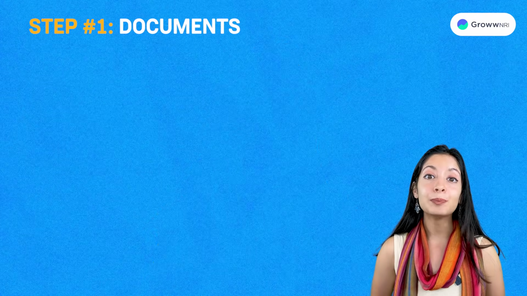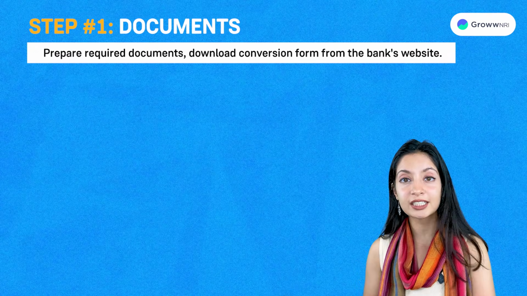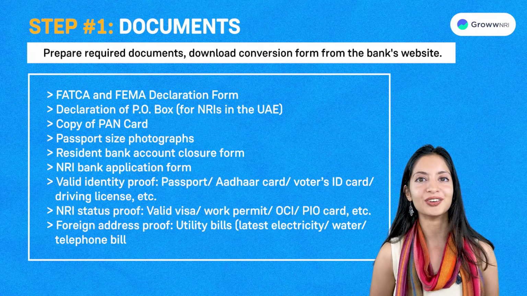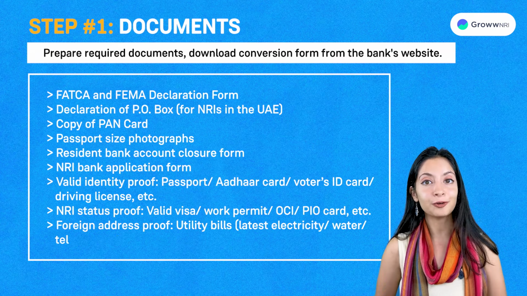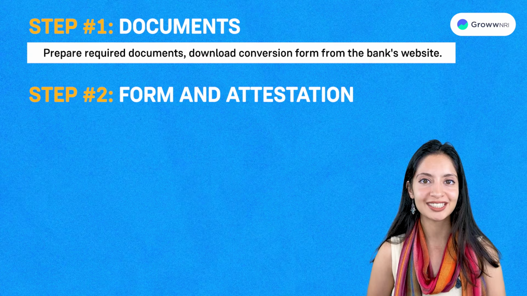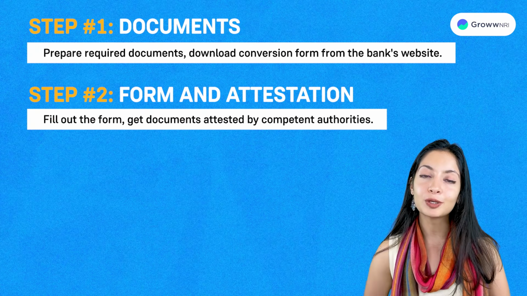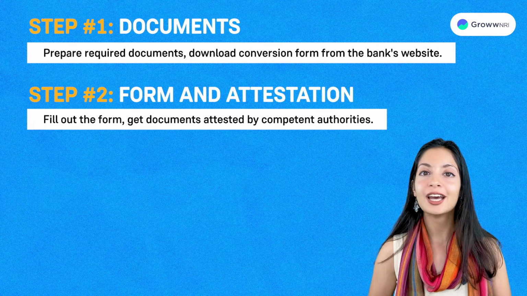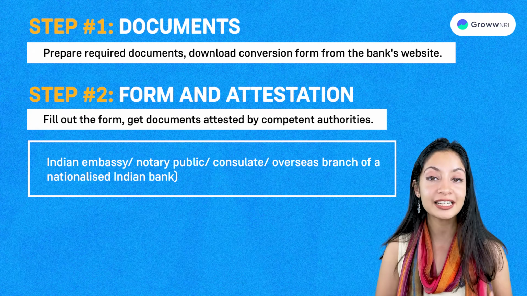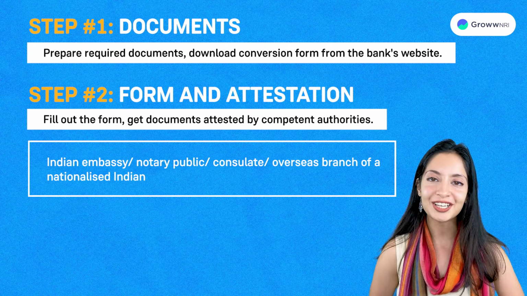Step number 1, keep all the documents ready. Get in touch with your bank and request the conversion form of your resident savings account to an NRO account, along with the list of documents required. You can even download the form from a bank's official website. Step number 2, fill out the form and attest all the documents. After you fill the form and have all the documents ready, sign the form and get the documents attested from competent authorities. So this could be the Indian Embassy, Notary Public, Consulate, or an overseas branch of a nationalized Indian bank.